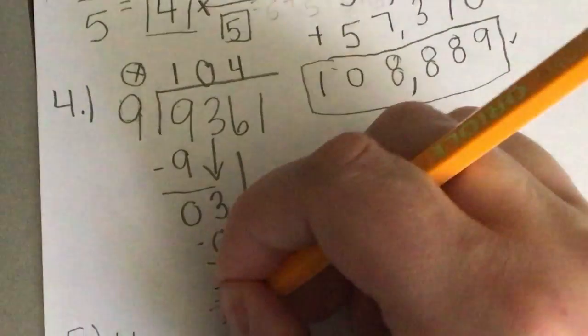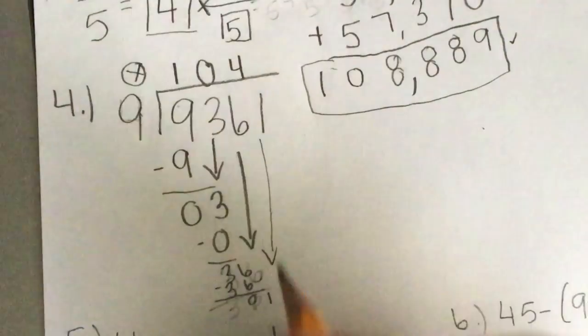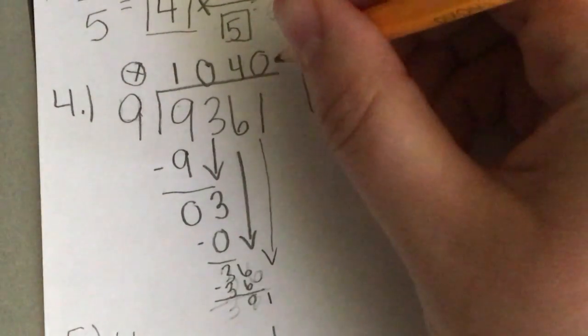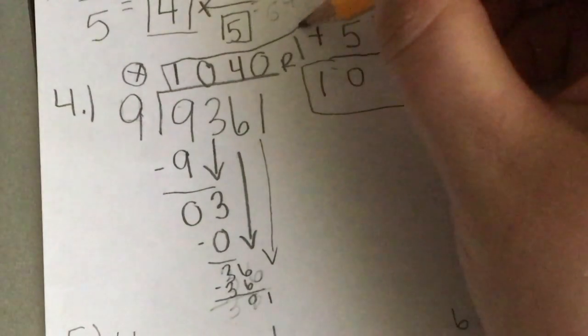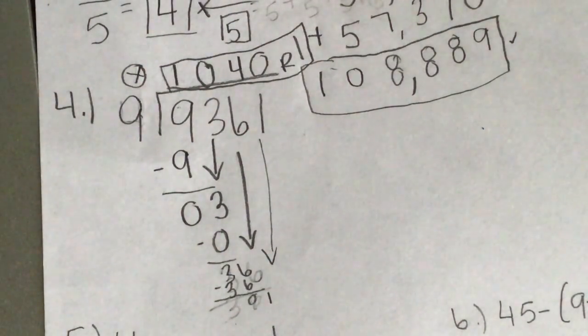0. Last one, bring it on down. Bring it on back. 9 going into 1. 0 times. Remainder 1. So the answer is 1,040, remainder 1.